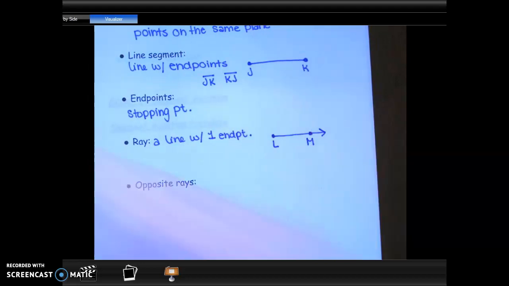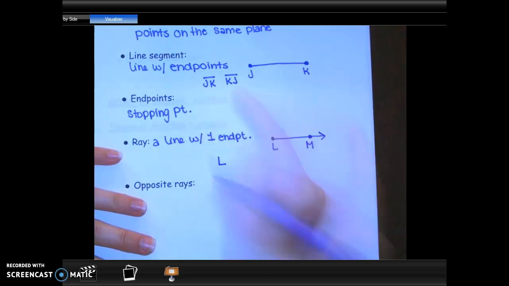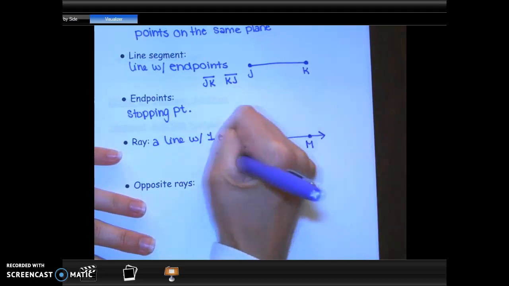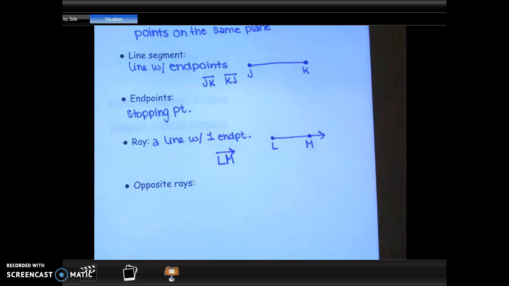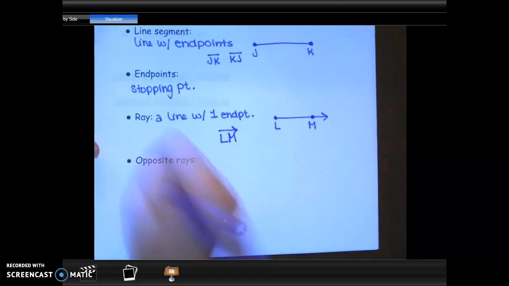Okay, so when you name a ray, it's very specific. You have to start with its endpoint and then use a point on the constant side. So that means you're going to start here at L, and then M, since it goes to the constant, and then you put the symbol for the ray above it. All right. Opposite rays, these are rays that go in opposite directions.